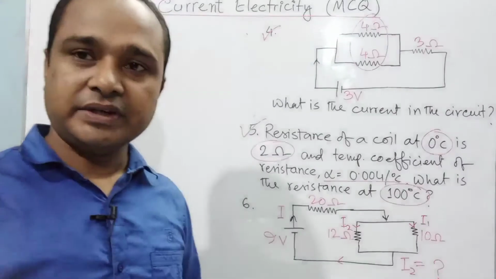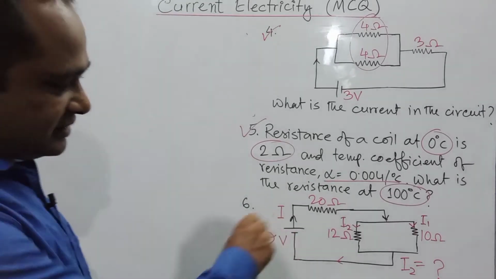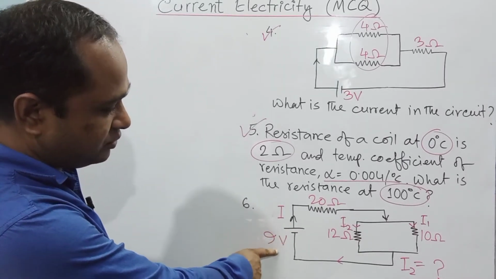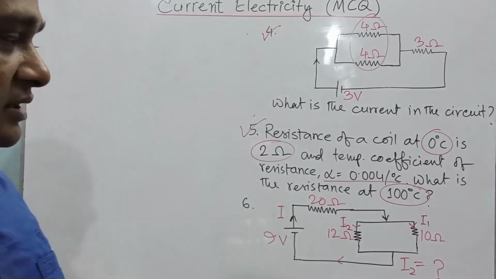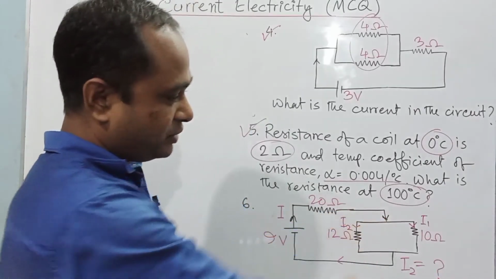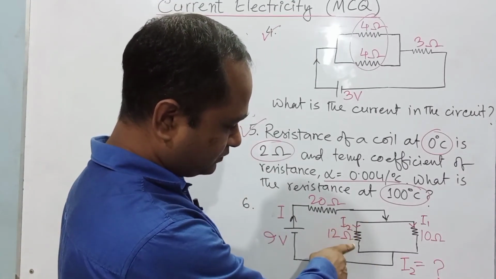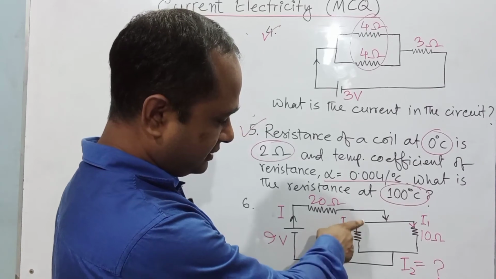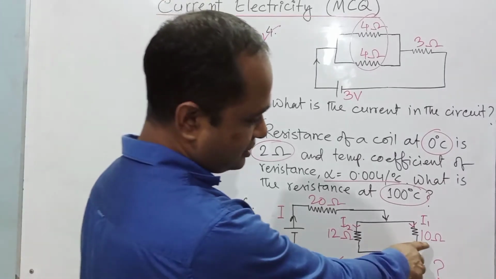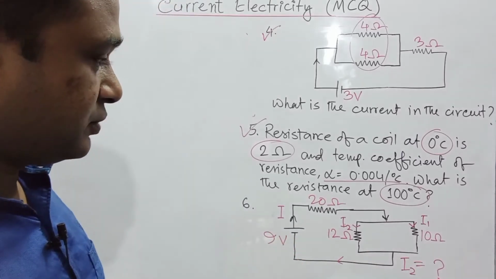Okay, finally we are going to solve our last question. Here in the circuit diagram they show an electric source of 9 volt. Main current I originates from the source and passes through a resistance of 20 ohm. Then it is split at this point into two branches. One part passes through the resistance 12 ohm, and the value of the current is denoted by I2, and the remaining part of the current passes through the 10 ohm resistance, which is denoted by I1. Then it merges and goes back to the negative point of the source.